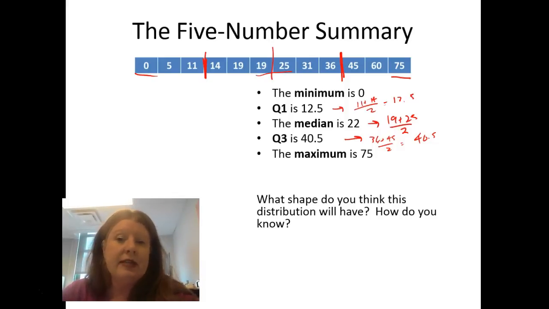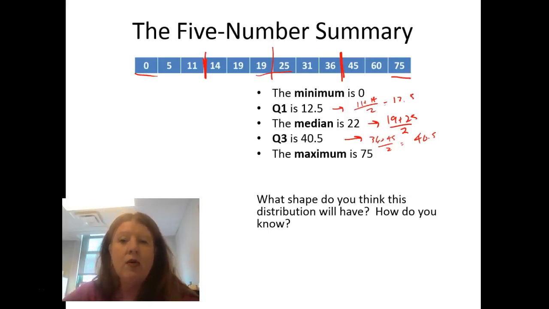What shape do you think this distribution will have? How do you know? One thing you could do is actually put a box plot together, or you could look at how the quartiles are comparing to the median. You could look at how the minimum is comparing to the median, how the maximum is comparing to the median. One thing you might notice just from eyeballing the data.